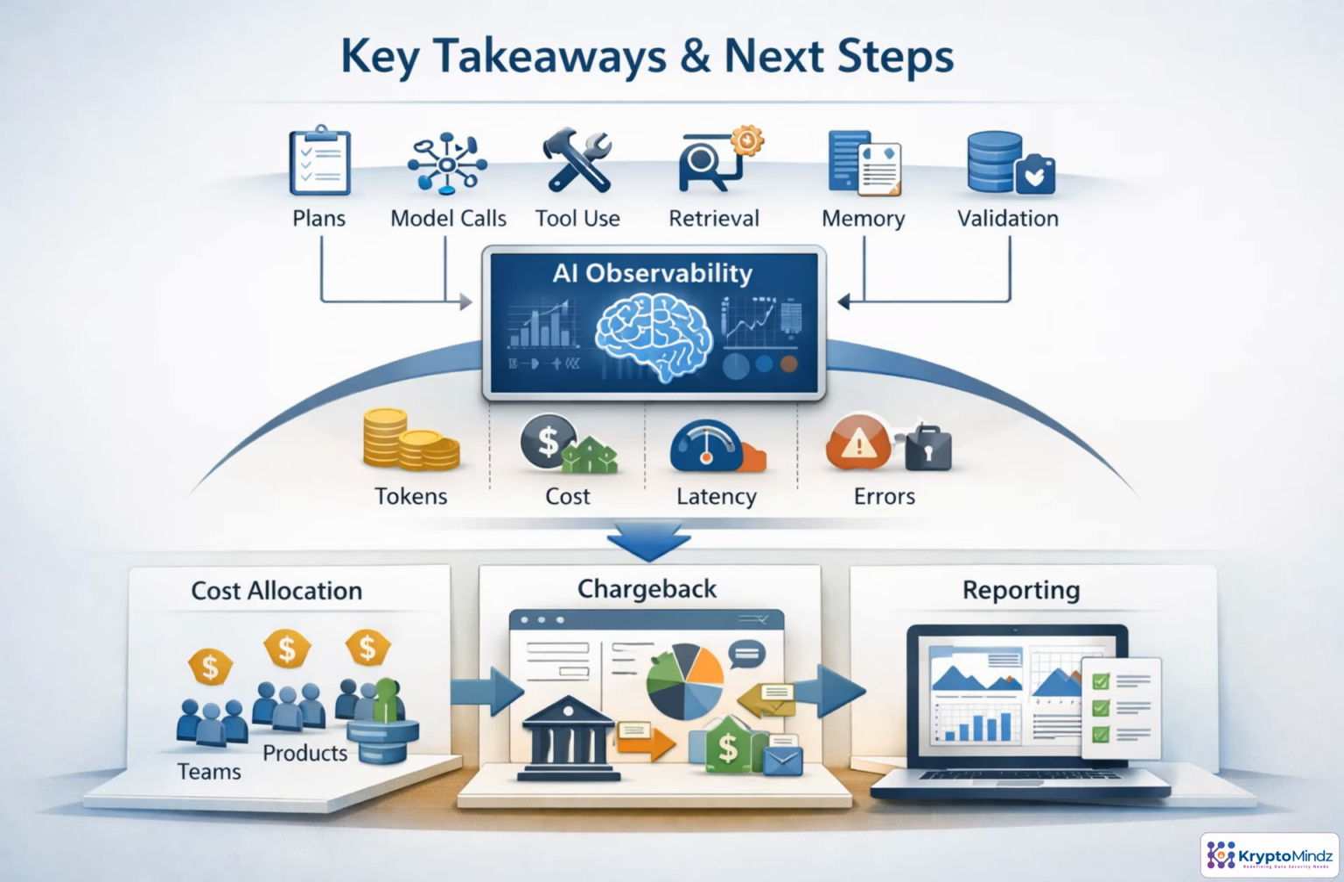AI observability gives teams the operating system for governing agents. By tracing plans, model calls, tools, retrieval, memory, validations, retries, and responses, and by correlating cost, latency, errors, cache, and quality signals, you create accountable telemetry. Next, that telemetry becomes allocation, chargeback, and reporting, connecting AI spend to owners, workflows, products, tenants, and outcomes.